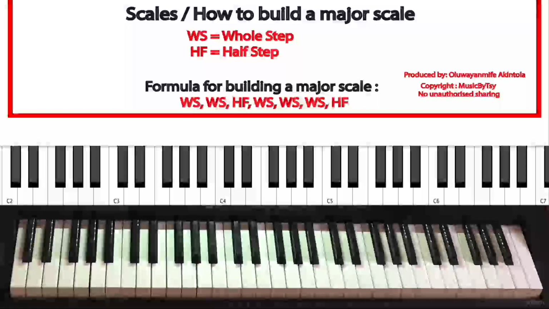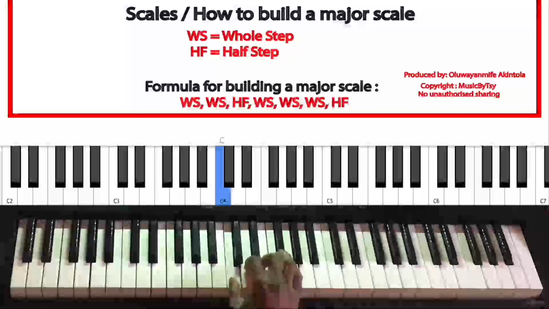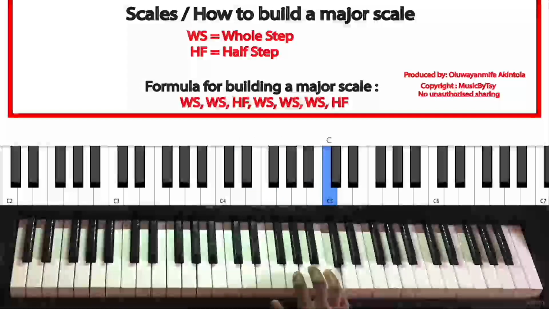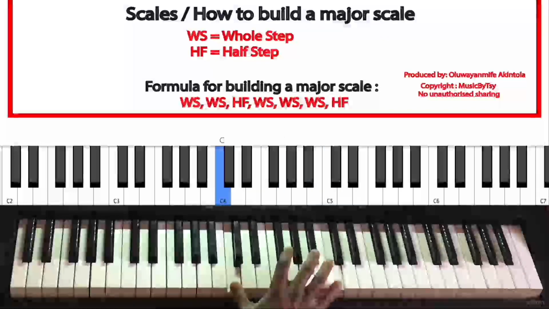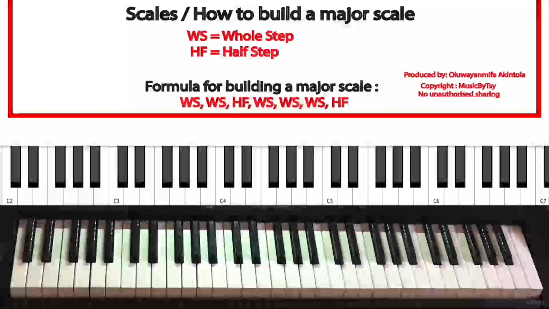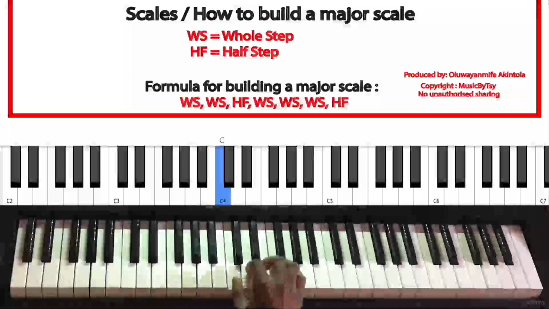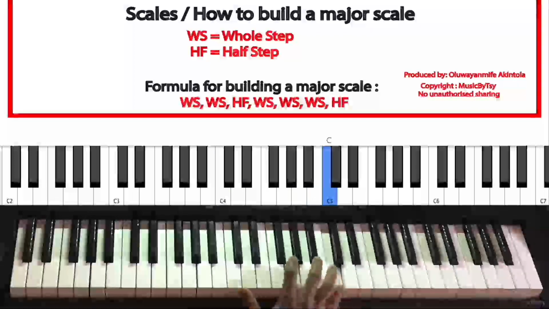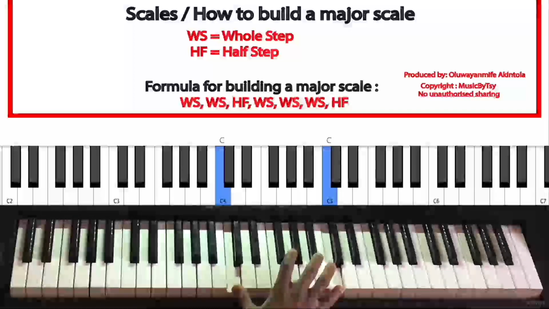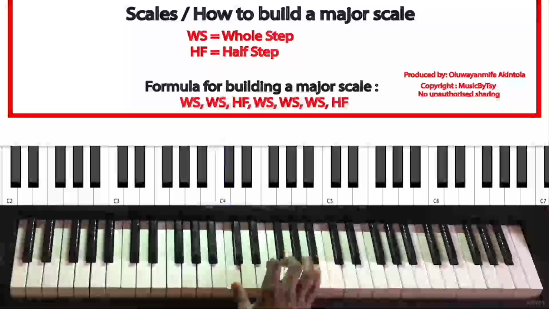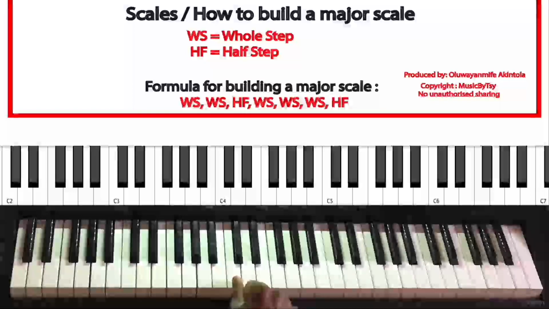Remember I said in the beginning that a scale is a set of ordered musical notes. So an example of a scale is this. In fact, that is known as a C major scale. This is known as a C major scale because it starts with the key of C. See that?